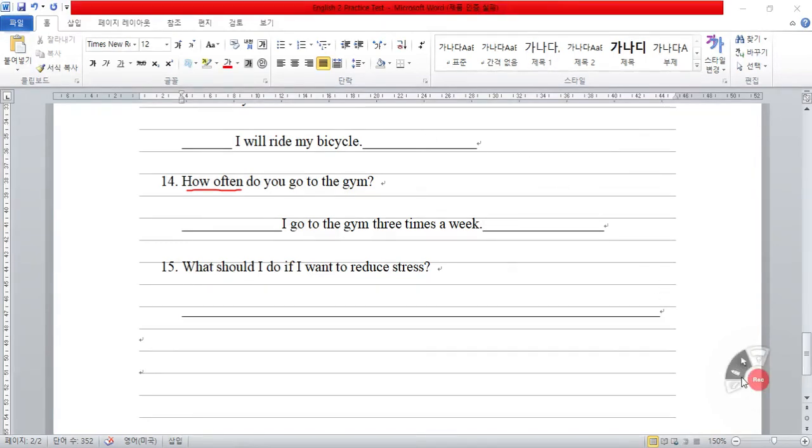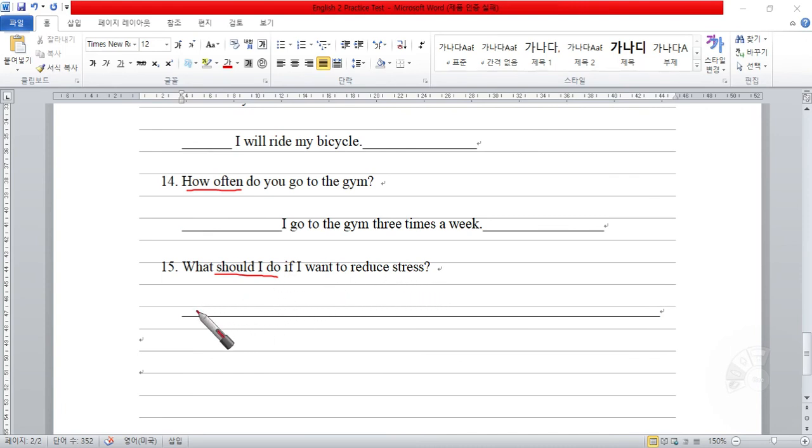All right, and the last question. What should I do if I want to reduce stress? So we're looking for advice. What should I do? I don't know what to do. What should I do? Please help me with information that you know and I don't know.